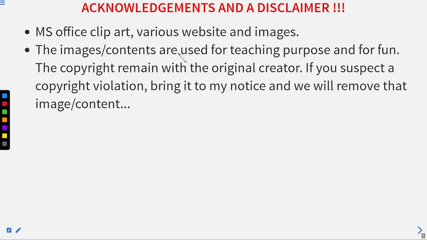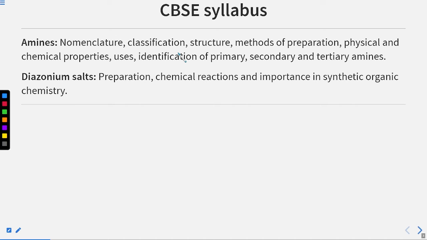We have covered all about amines. Now we will move to diazonium salt. Today we will be talking about this part, that is diazonium salt.